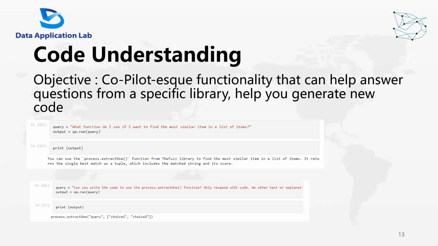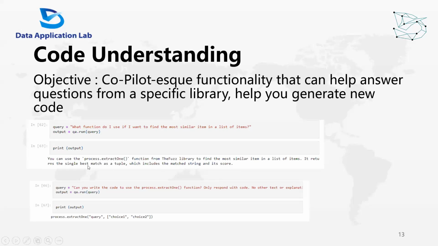So we ask a question like what's the function I should use when I want to find the most similar item in a list of items. It generated the answer. It is telling us that you can use the process.extractOne function from the fuzzy library to find the most similar item in the list, and it returns the single best match as a tuple, which can include the matched string and its score.